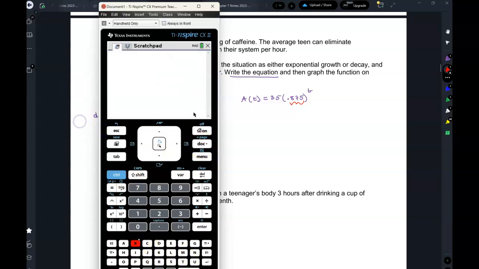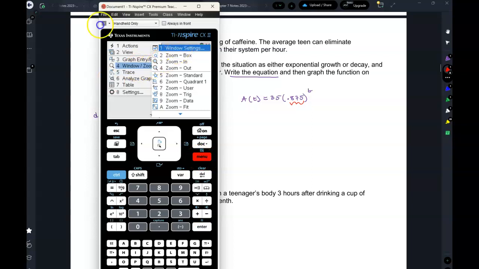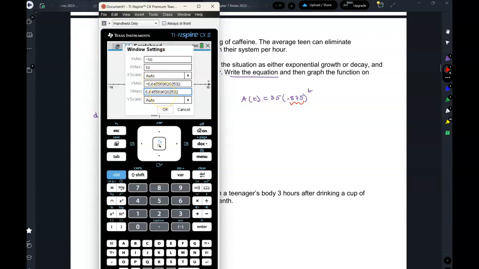All right, so here, we're going to get rid of the table, Control T. I'm going to do Doc B before I do anything because those windows were all sorts of crazy. So I'm going to graph 35 times, in parentheses, 0.875 to the power of x. Okay, nothing. But now, is 35 the minimum or the maximum now? It's the maximum because it's decaying, right? So let me go to my menu, window zoom, window settings. Let's go Y max to 35. Or you know what? Let's splurge. Let's go 40.